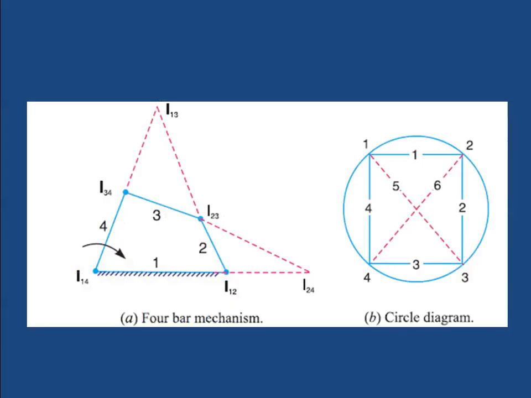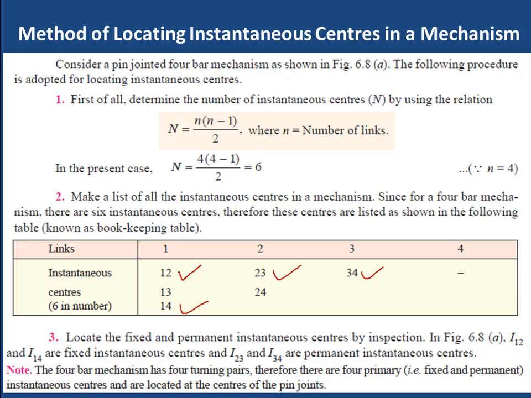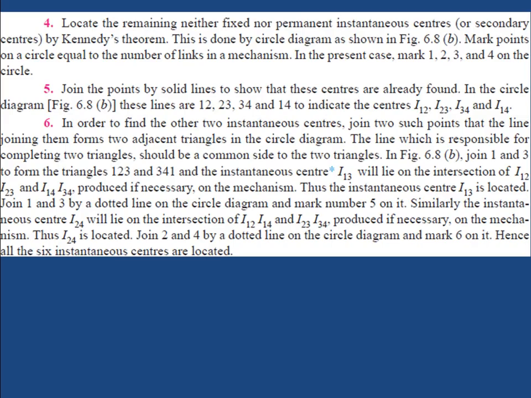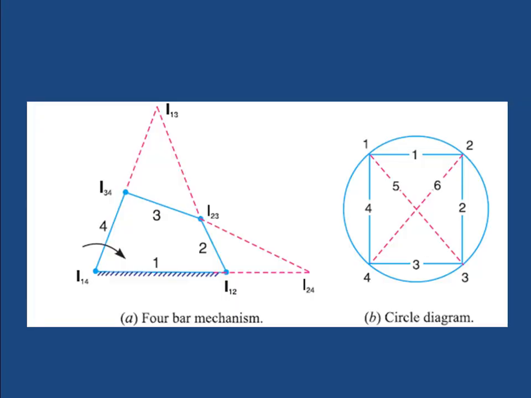Next, you have to find out 1, 3 and 2, 4. This is a special one, so you have to use some method to solve it. Let us see this. For this you have to use a circle diagram. The circle diagram method is there, so you need to use that. I will tell you how to use this circle diagram.